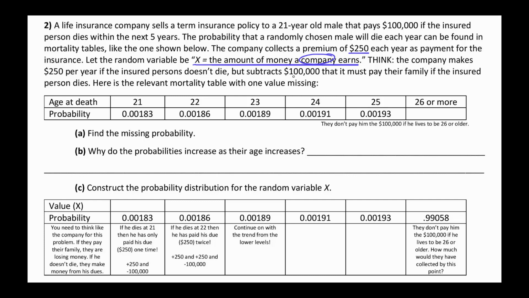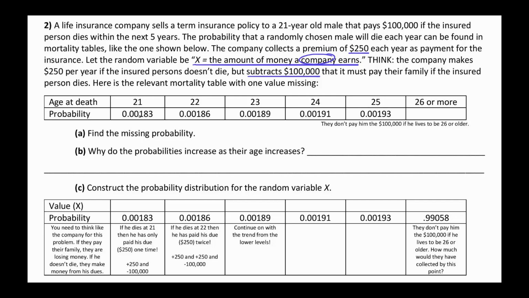Now they actually have to pay out, or subtract, the $100,000 to the family of this person if they die in that year at that age. So the relevant mortality table here is missing a piece all the way at the end. All right, so let's look at what's happening: the age of the person at death and the likelihood that they will die.